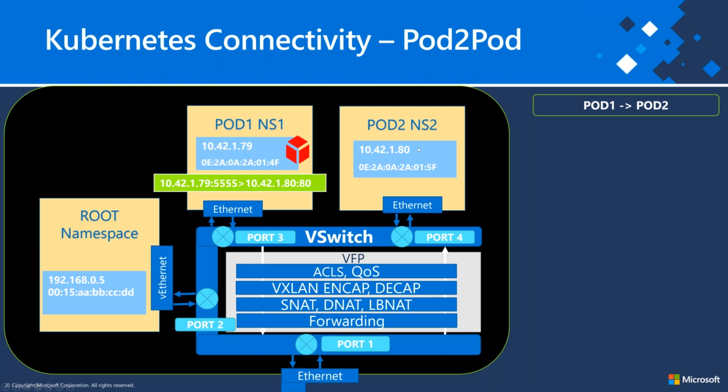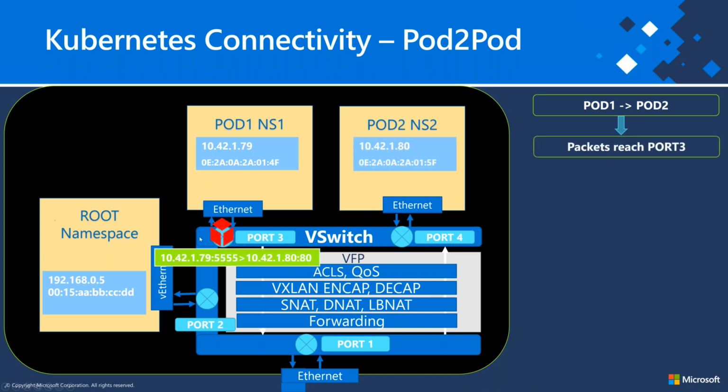They have their own IP and MAC. They are from CA space. Basically, they are on the overlay networking, and the underlay is this 192.168.0.5 space. Now, the first one is pod-to-pod connectivity. So pod 1 is trying to send traffic to pod 2. So the packet reaches port 3.